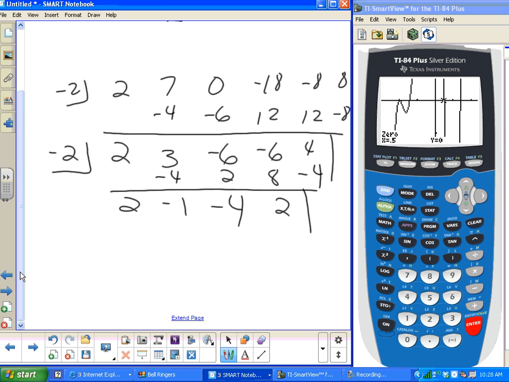All right. So we got -2 worked a couple times. Now the other one we said that would work would be 1/2. All right. Bring down the 2. Half of 2 would be 1. -1 and 1 would be 0. Half times 0 would be 0. -4 and 0 is -4. Half of -4 would be -2.